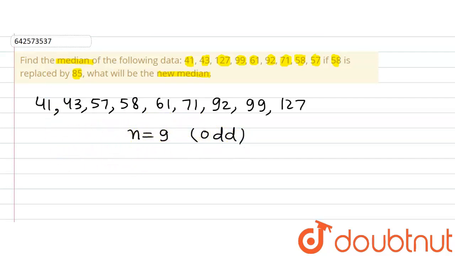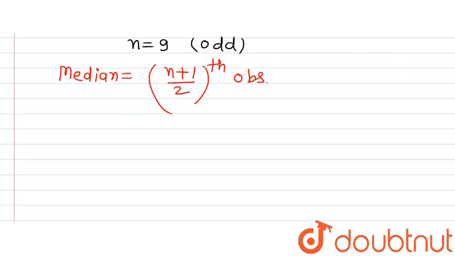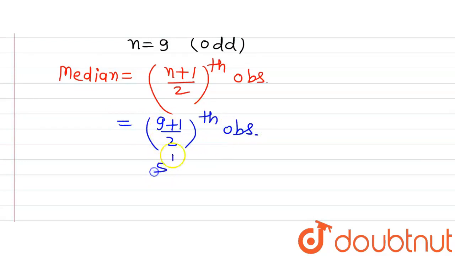Therefore, we know that when the number of observations is odd, then the formula for median that we use is: median of the data is equal to the (n plus 1) divided by 2-th observation. Now let's put in the value of n. We have the value of n as 9. So we will have (9 plus 1) divided by 2-th observation, which will give us 9 plus 1, 10. 10 by 2 is the 5th observation.